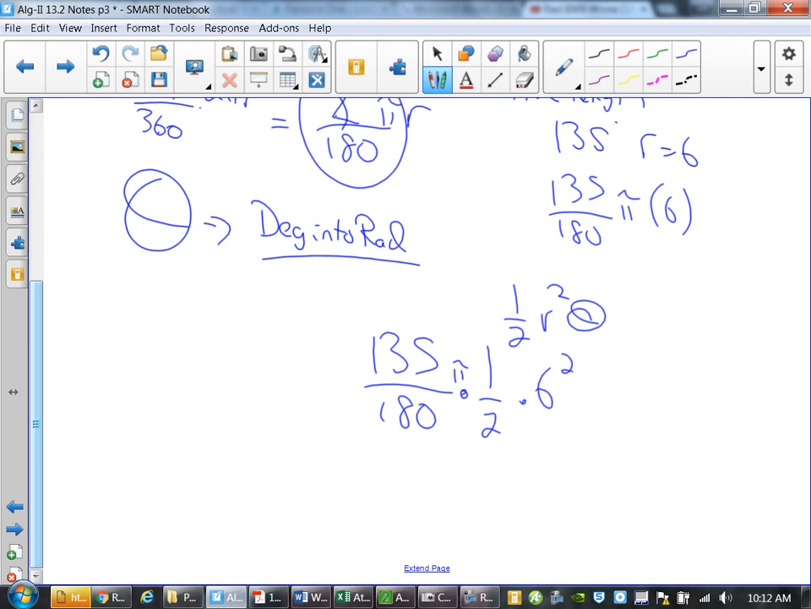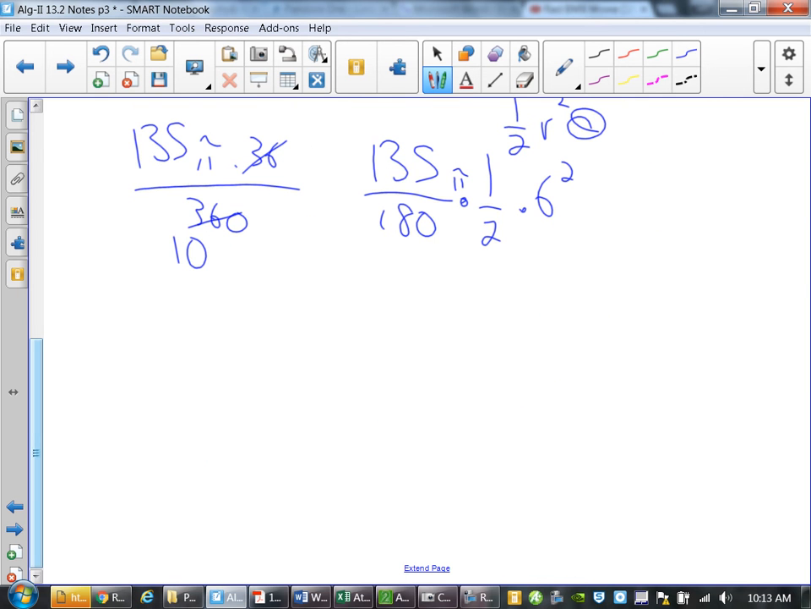What's 180 times 2? 360. What's 6 squared? 36. So you have 135 pi times 36 all over 360. 36 goes into 360 how many times? 10. So you have 135 pi over 10. What can you divide them both by? 5. So 27 pi over 2? No, 27 pi. You don't need a calculator.